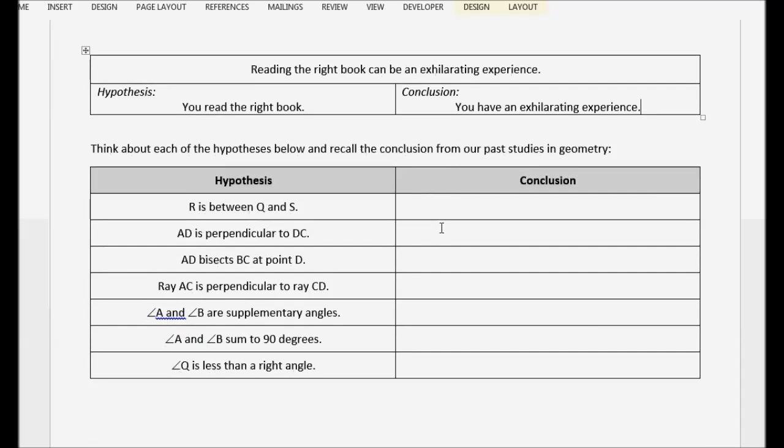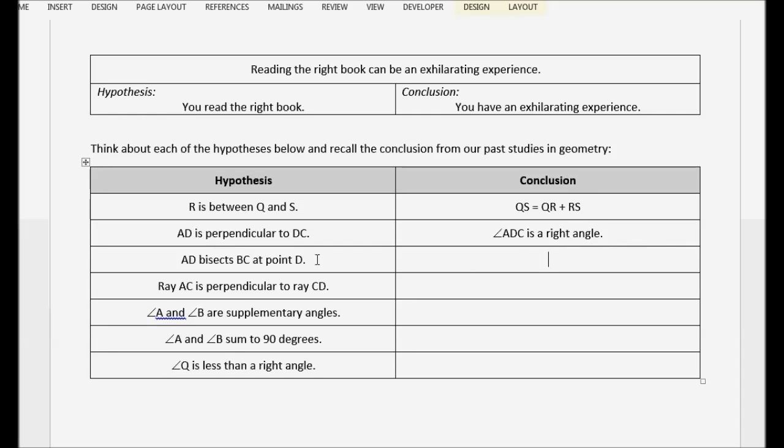Alright, now let's think back about some of our hypotheses in geometry. If R is between Q and S, this implies the segment addition postulate, and we can say that QS is equal to QR plus RS. If AD is perpendicular to DC, then angle ADC is a right angle.